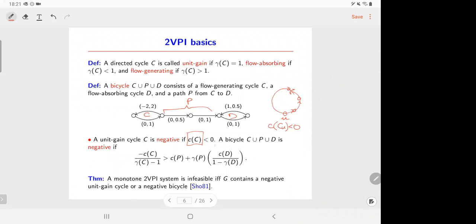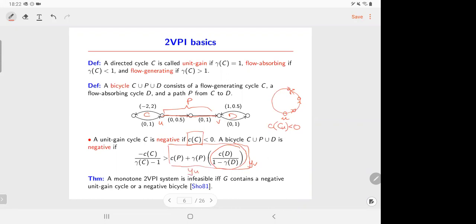Similarly, we will say that a bicycle is negative if the following inequality is true. Now, what this inequality is trying to say is that if you look at the flow absorbing cycle D, you get this upper bound on YV. So let's say the path goes from U to V. This term represents an upper bound on YV. And then this upper bound is propagated along the path to yield an upper bound on YU. So this whole thing is an upper bound on YU.